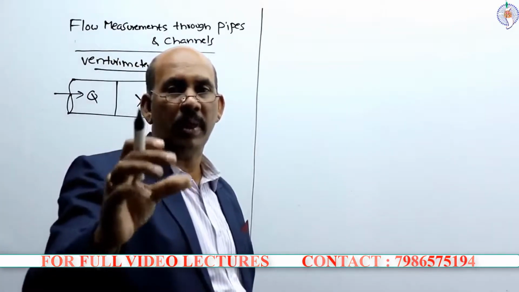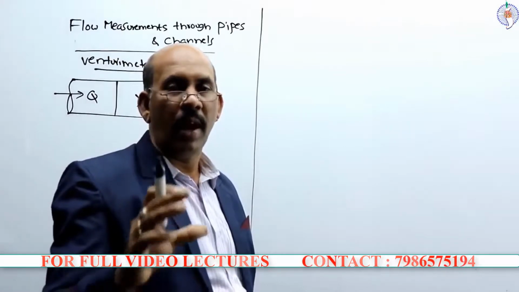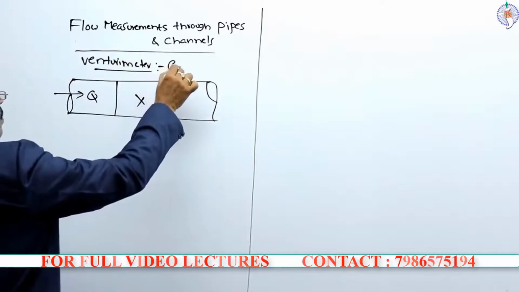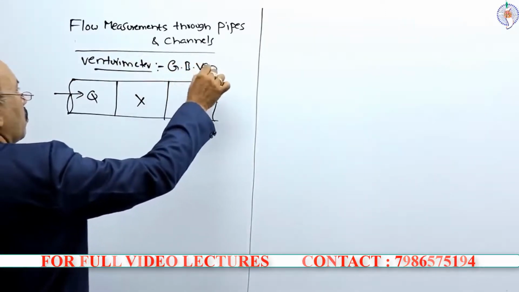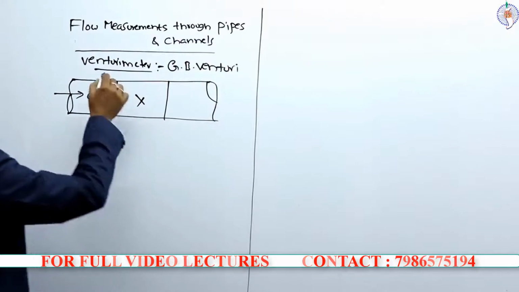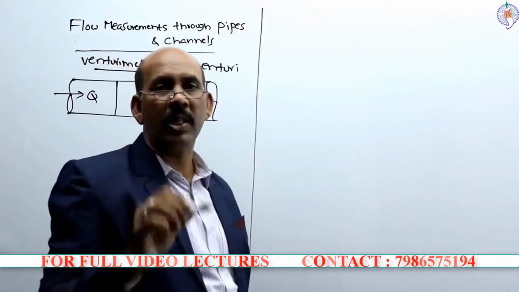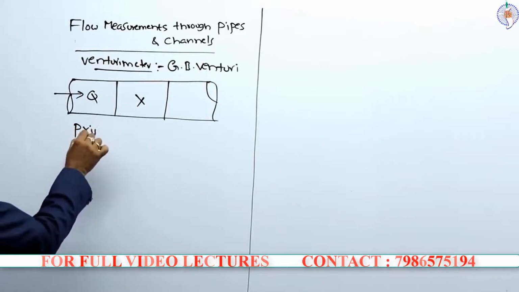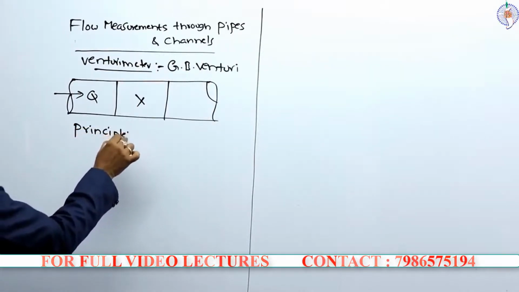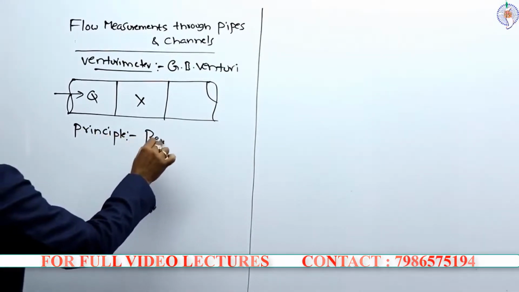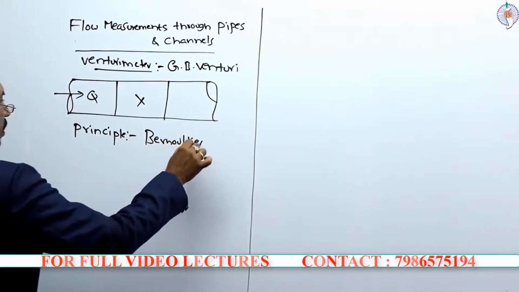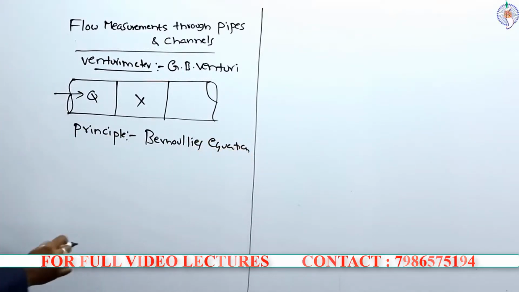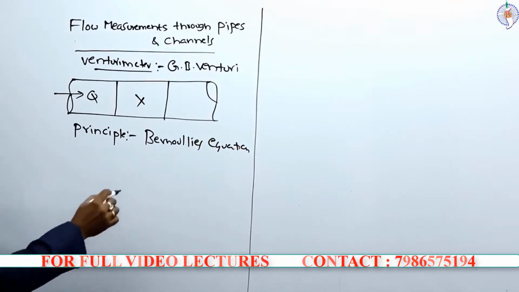and this venturi meter is a device used to measure the rate of flow. This venturi meter was invented by G.B. Venturi. It works on the principle of Bernoulli's equation, or energy equation. Let us see the principle of this Bernoulli's equation.